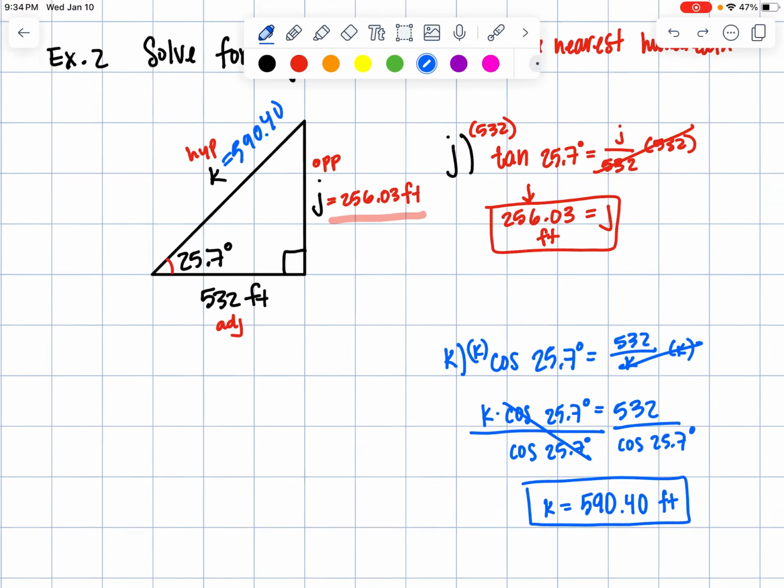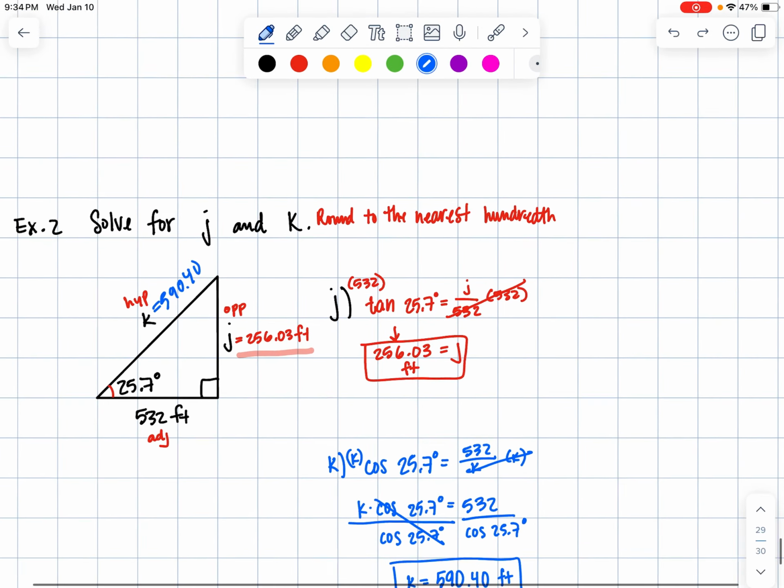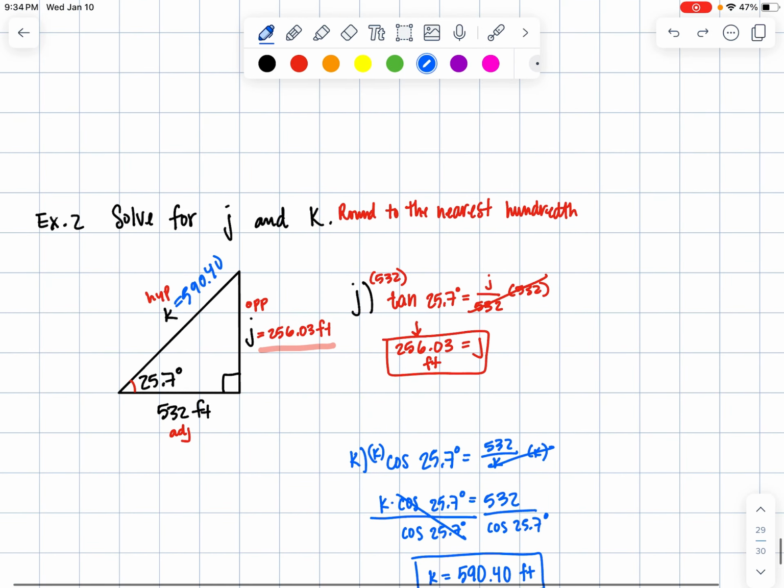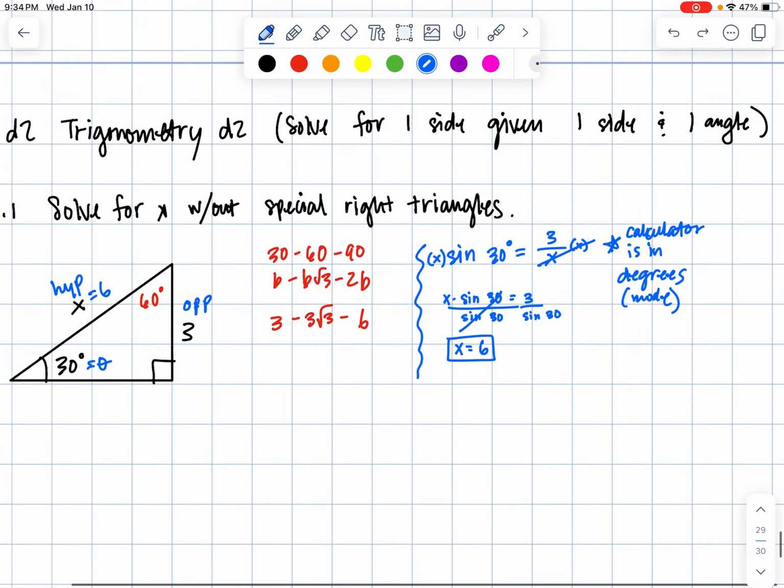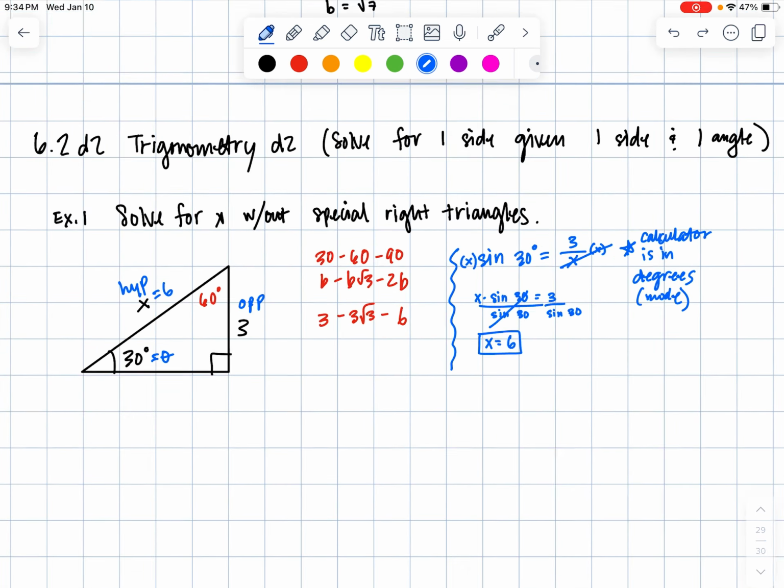All right. So now we know how to solve for missing sides, whether it's Pythagorean theorem, special right triangles, or given one side and one angle in a right triangle.